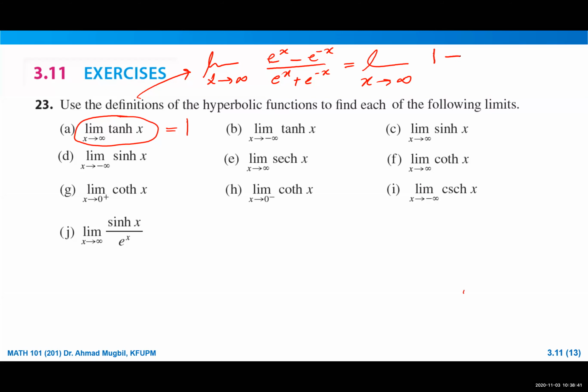You will have 1 minus... when you divide e to the power negative x by e to the power x, what will it be? It will be e to the power negative 2x. So this will be e to the power negative 2x over 1 plus e to the power 2x.